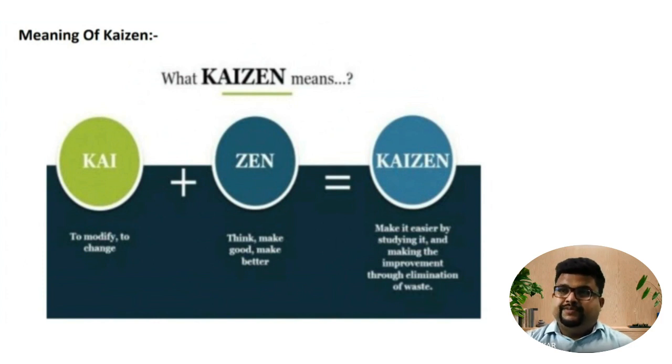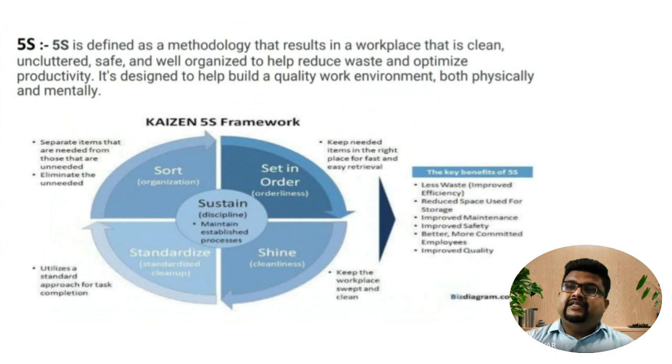अभी काइज़ेन प्रिंसिपल के बारे में समझते हैं कि काइज़ेन का जो 5S प्रिंसिपल है वो हमें ध्यान में रखना है, बहुत ही इंपॉर्टेंट है. सॉर्ट, सेट इन ऑर्डर, शाइन एंड स्टैंडर्डाइज. And using all this, you will sustain.